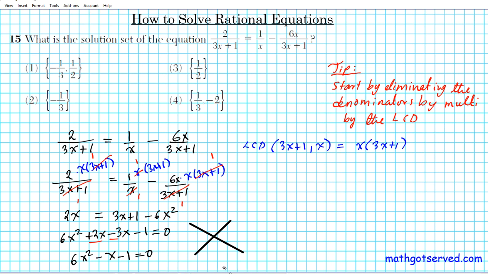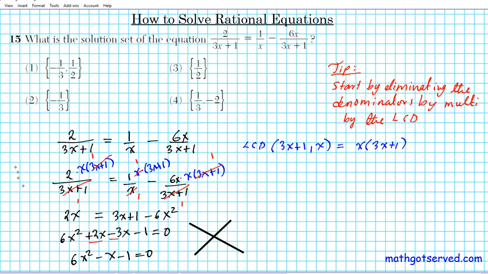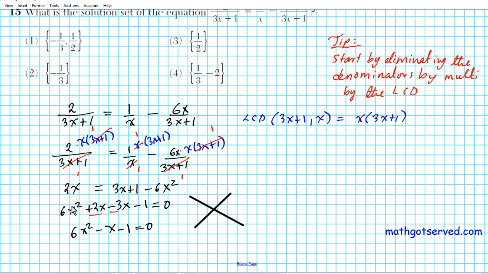So AC, let me see. You have A, B, C. A is 6, B is -1, and C is -1. So AC goes on top. AC is -6, and B is -1. So what two numbers multiply to give you -6 and add to give you -1? -3 and 2. Okay?